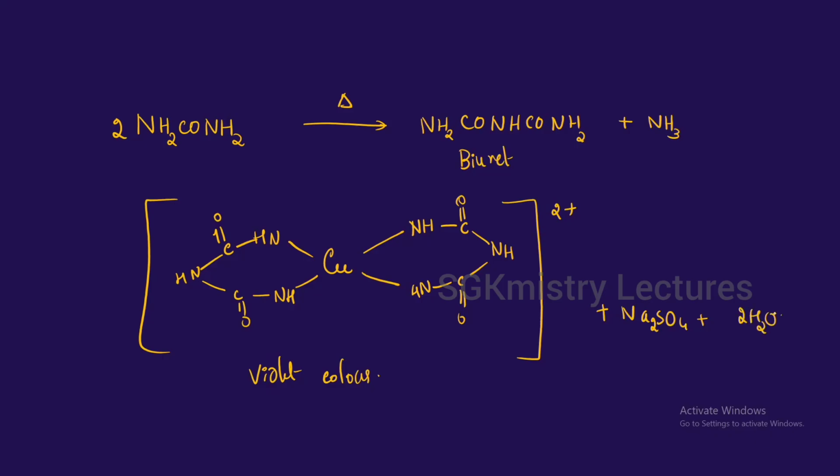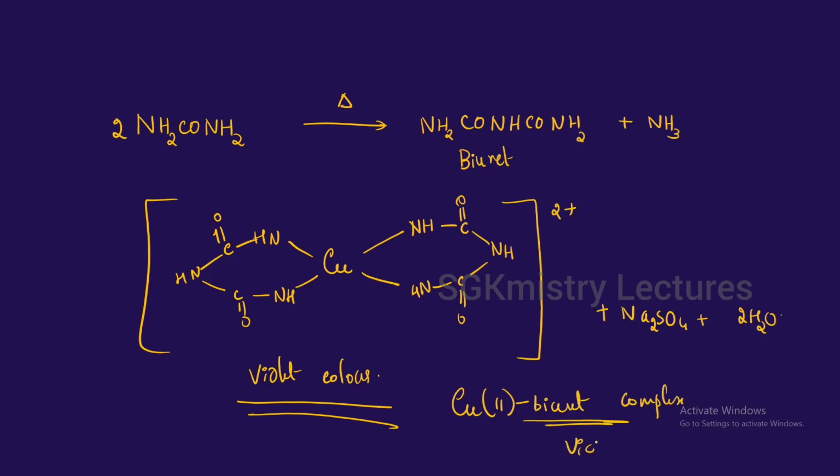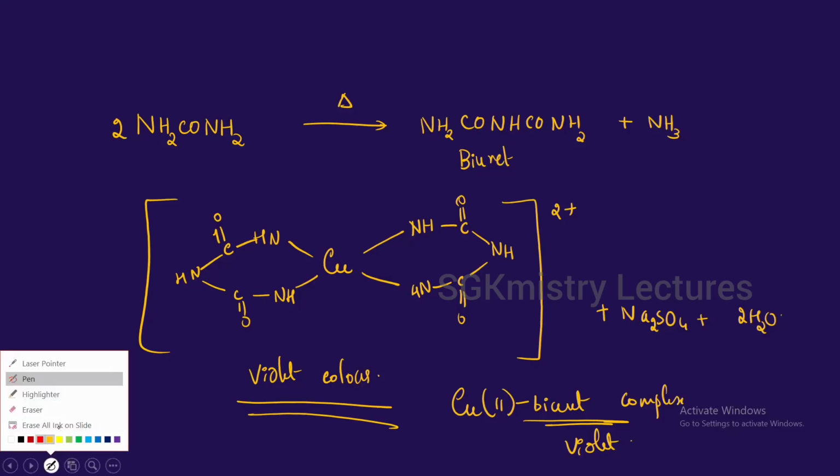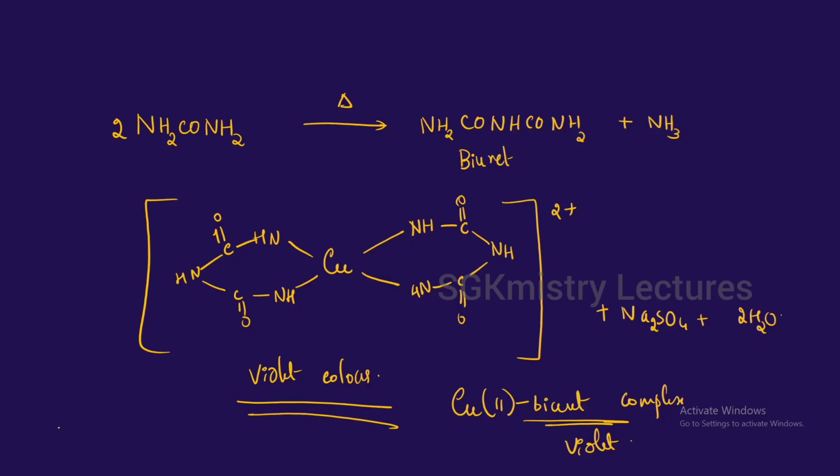So this happens when, in the presence of NaOH as well as Cu2+ ions, you get this complex, which is also called the copper biuret complex. This gives the violet color. Because of this visible result, we can easily say that urea is present, so the compound that has been given is urea.